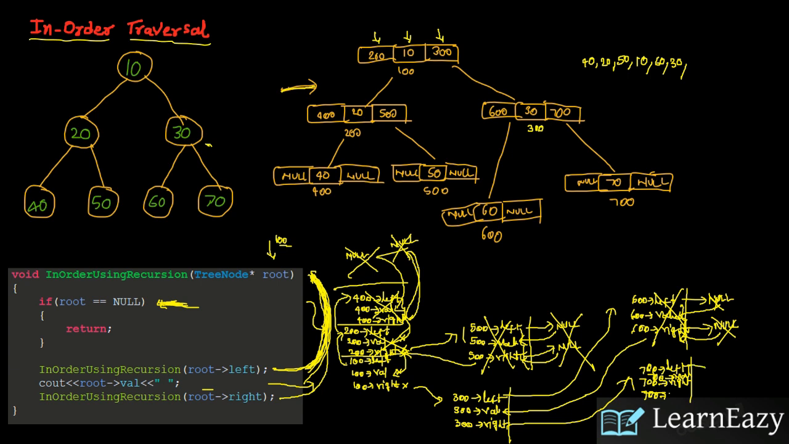So 700 left, we pass it to this function. 700 left is nothing but null. Null equals null, it will come back to here, 700 value. 700 value is nothing but 70. So 700 right, 700 right is nothing but null. Null equals null. Then it comes back here. All three calls are done.